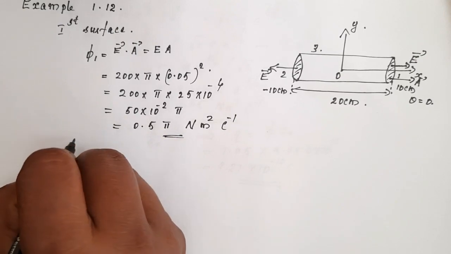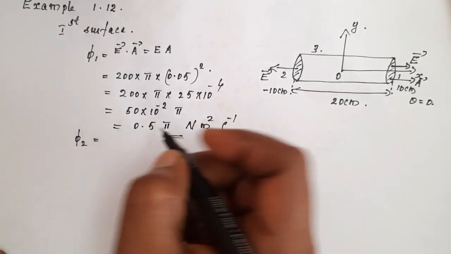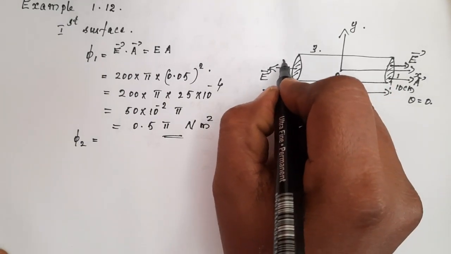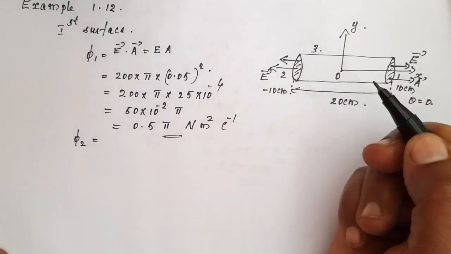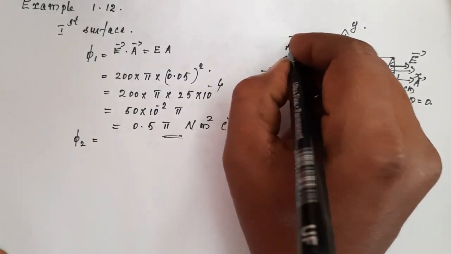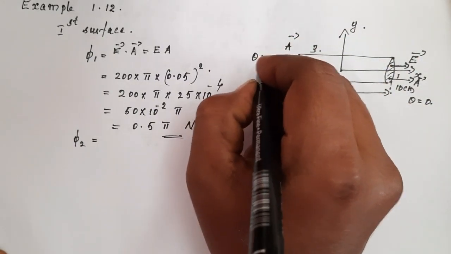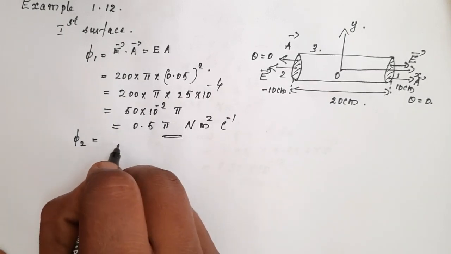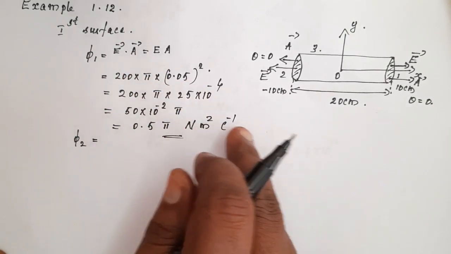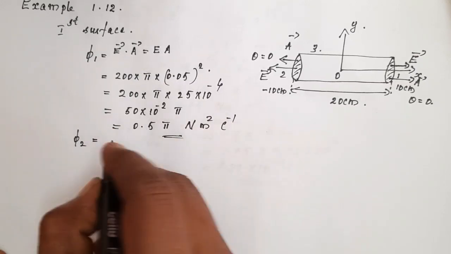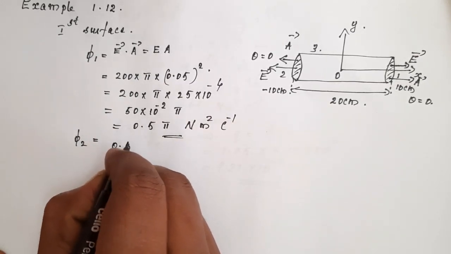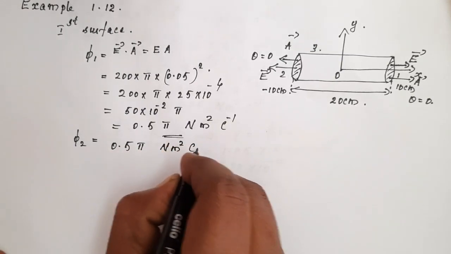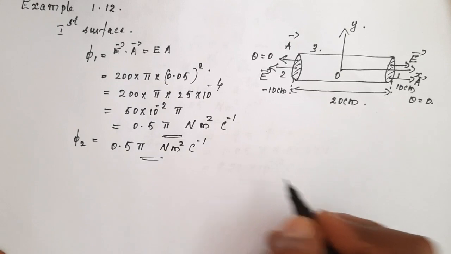Now coming to phi 2, the flux through the second face. Here is the second face. Here the electric field is in this direction, and the area vector, that is the outward normal, also comes in the same direction. So here also theta is equal to 0. So phi 2 becomes what? Again, you will have the same steps, so I am writing the answer. Phi 2 also will be 0.5 pi Newton meter square per coulomb. So that is phi 2.